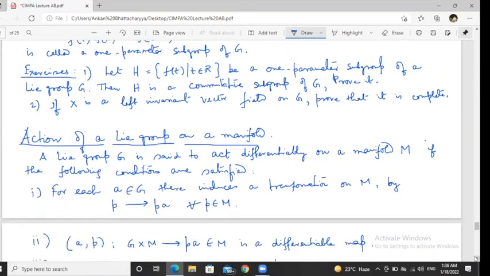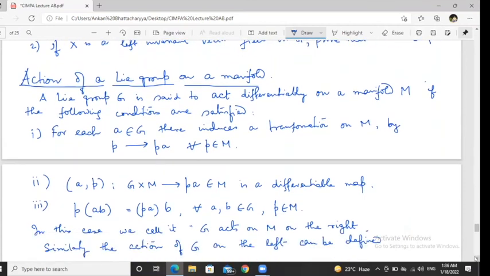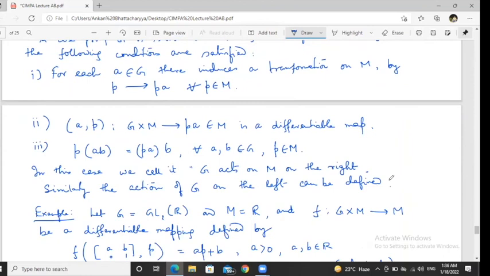Now, action of a Lie group on a manifold. A Lie group G is said to act differentiably on a manifold M if the following conditions are satisfied. For each A belonging to G, there is an induced transformation on M, that is, P is mapped to PA, and the map from M cross G giving PA in M is differentiable, and P(AB) equals (PA)B for all A, B belonging to G. So this is called G acts on M on the right. As A is coming on the right, it is acting from the right, and if A comes on the left, it will act from the left.